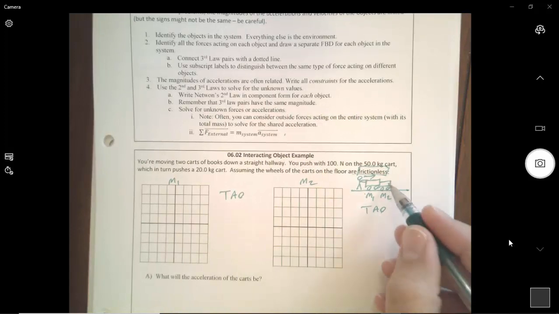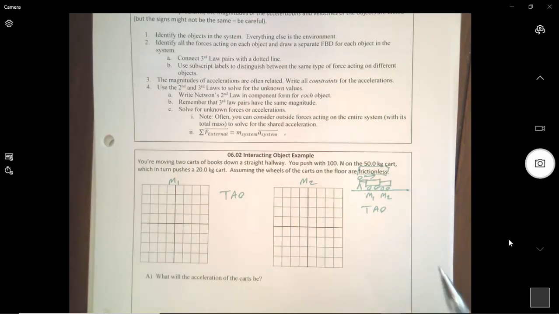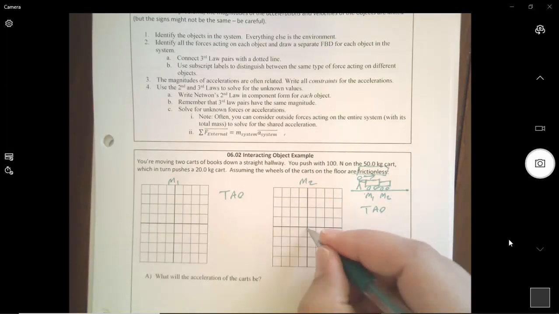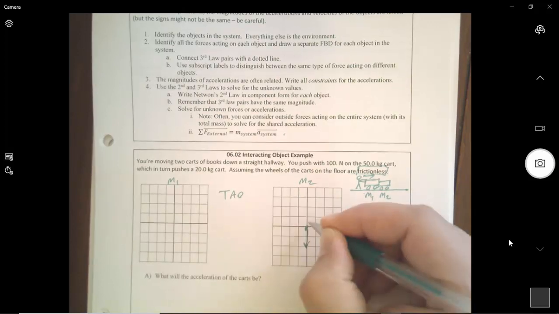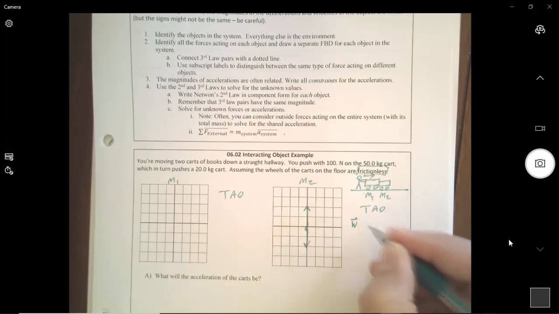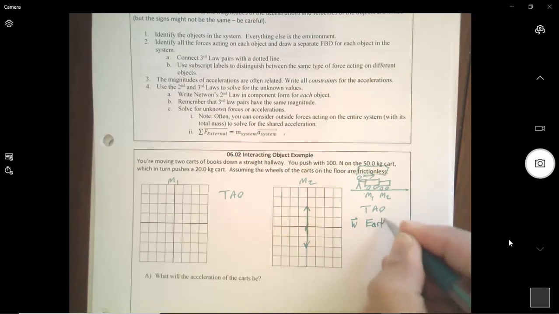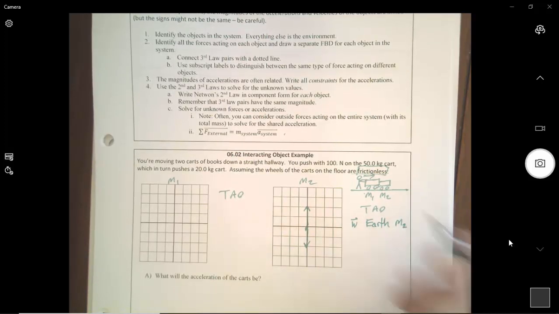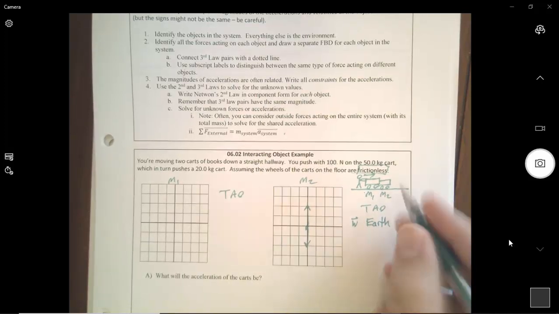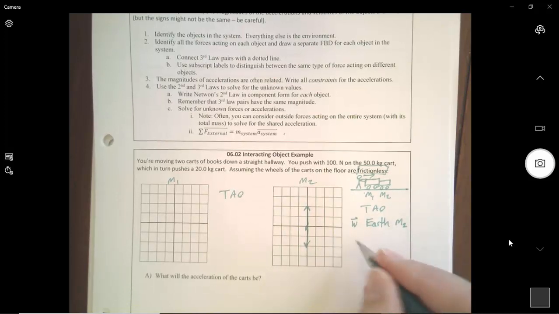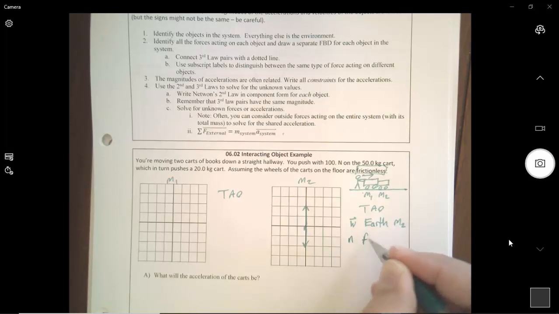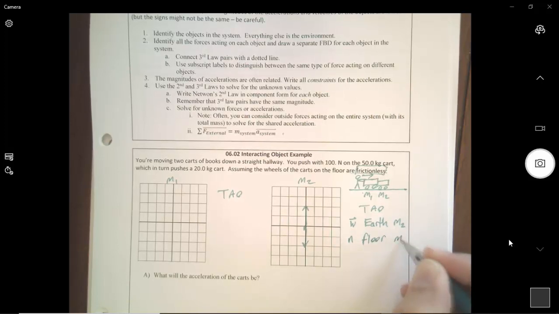So I'm actually going to start with the second cart because it might be more obvious if we do. Okay, what are the forces on the second cart? Well, there's some weight and there is some normal force. So we're going to have weight by the earth on cart 2. I'm going to call it M2 just to make it simpler because that's the mass of the cart. So we can just call it M2. And then we also have the normal force by the floor on M2.